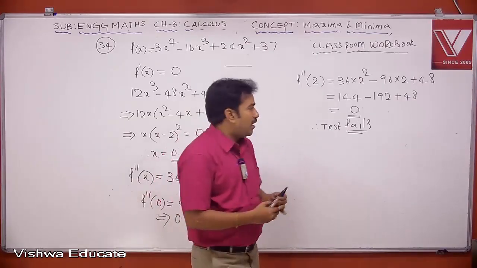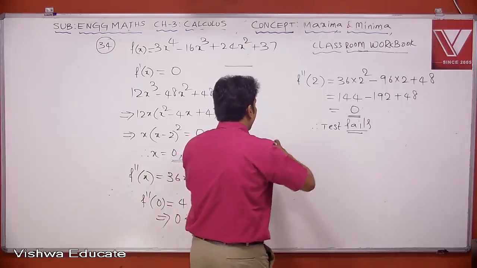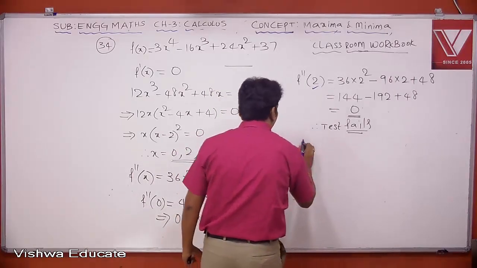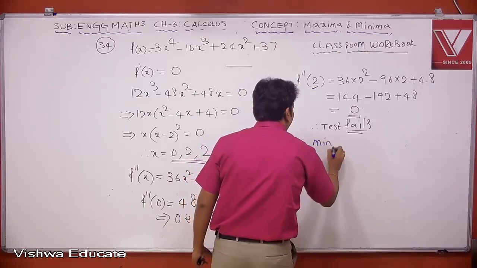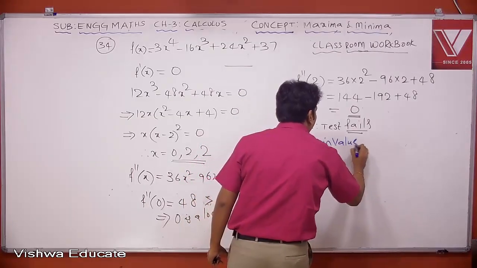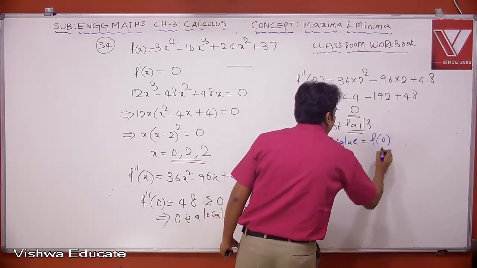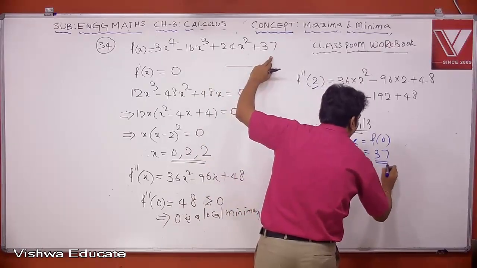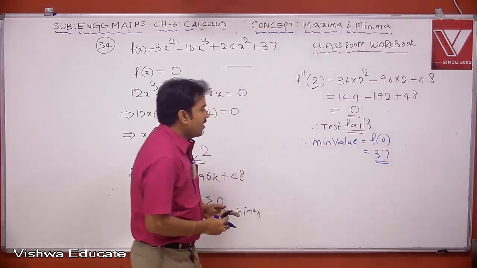Okay. Now let us go for analysis about the point 2. Here, 0 is a local minimum. Since 0 is a local minimum, what is its minimum value? F of 0. So replace x by 0, you will get 37. So the minimum value is 37.